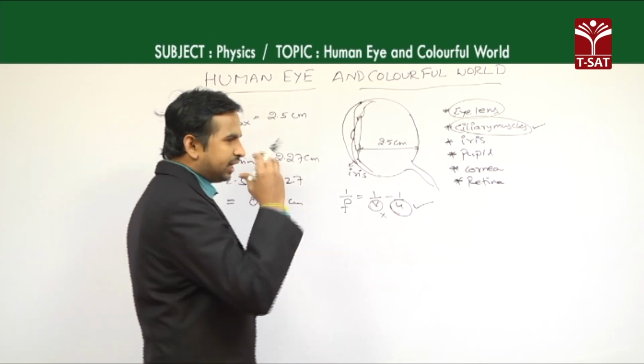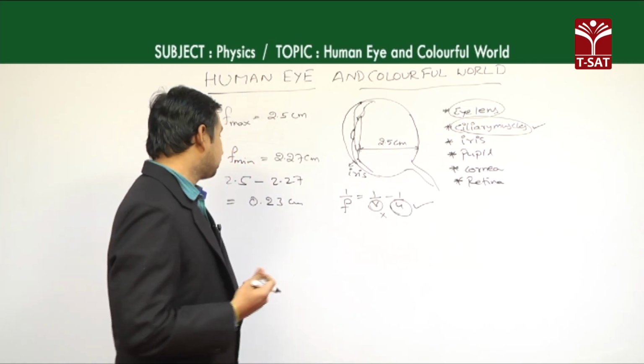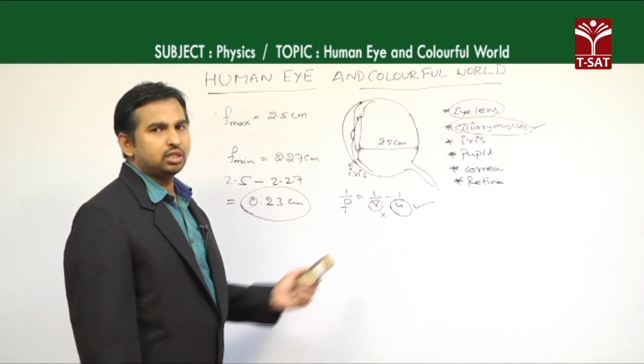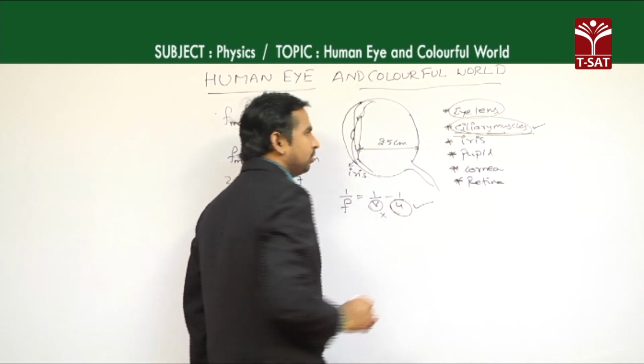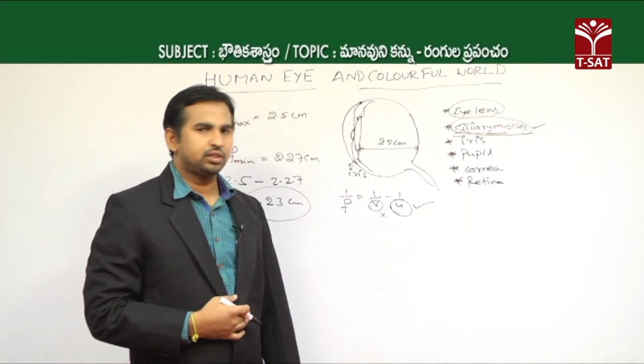So, this means we can adjust our eye lens, which is stretchable or flexible up to 0.23 centimeters. This work is done by our ciliary muscles. Okay. Now, moving to the next case, which is the importance of the iris.